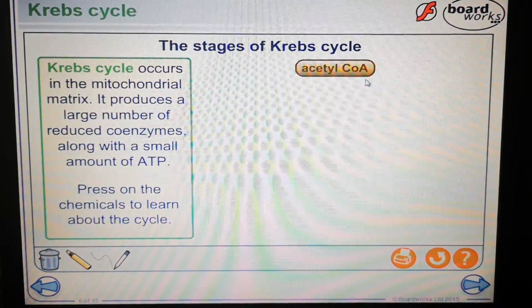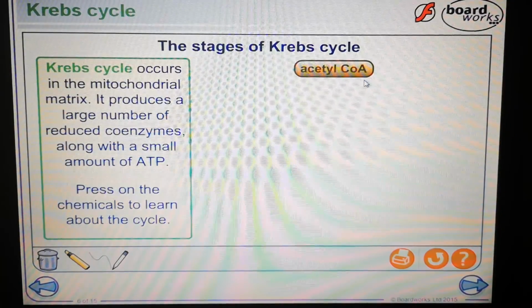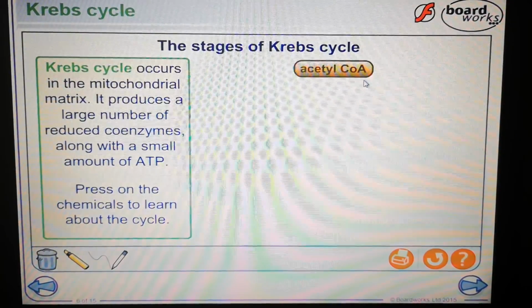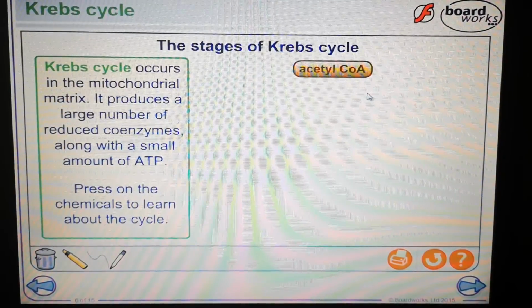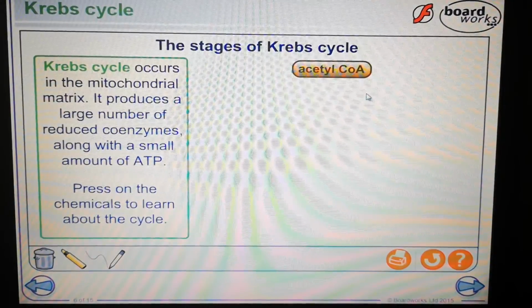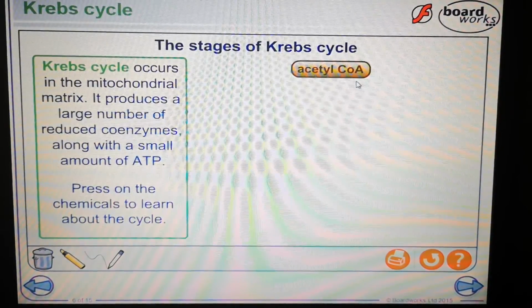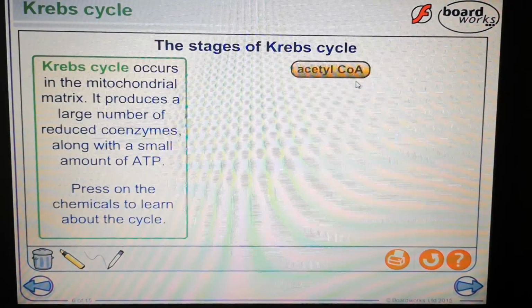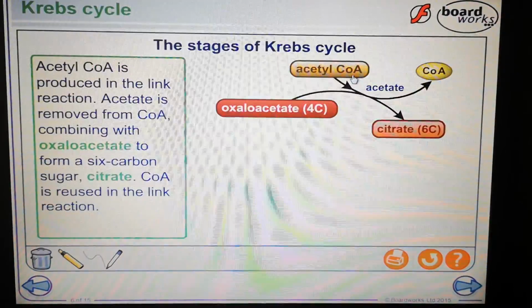We're now on part 3 of aerobic respiration, and we're still in the matrix of the mitochondrion, and this next stage is called the Krebs cycle. In the previous stage, the link reaction, we produced acetyl coenzyme A, and that's where our story ended. So we're going to pick it up at this point here. So we've got our acetyl coenzyme A.